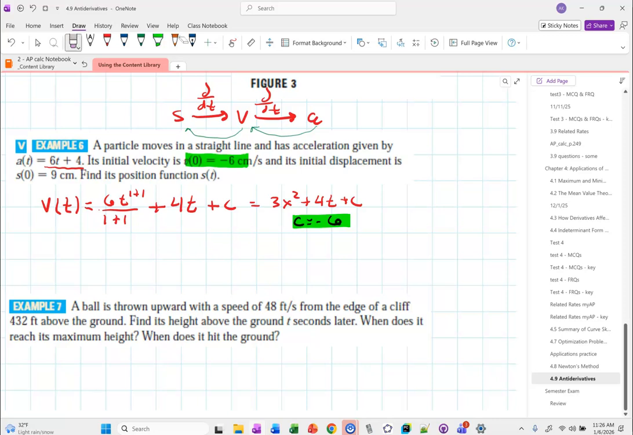Oh, yes, it should be 3t squared. Thank you. I did it too. It's just going to be -6, right? Because when you plug 0 in for t, everything drops off other than the c. Is that okay?